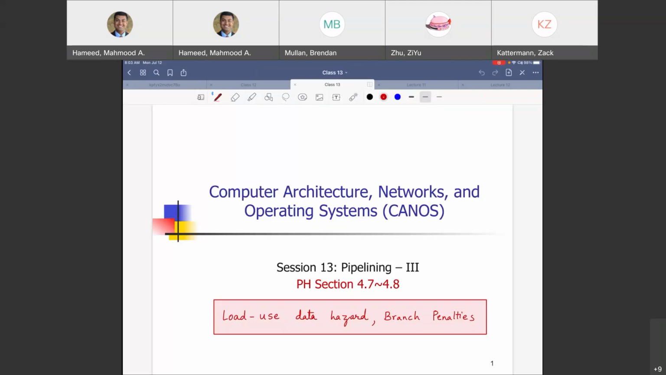Now, this is going to be our last lecture on pipelining content before we get into memory. Memory is going to sort of get us to that bridge between computer architecture and operating systems. So pipelining, third and last. We're going to focus today on the load use data hazard.